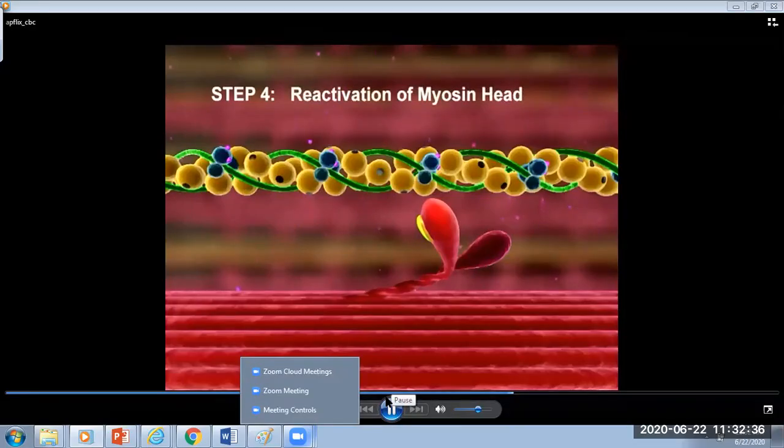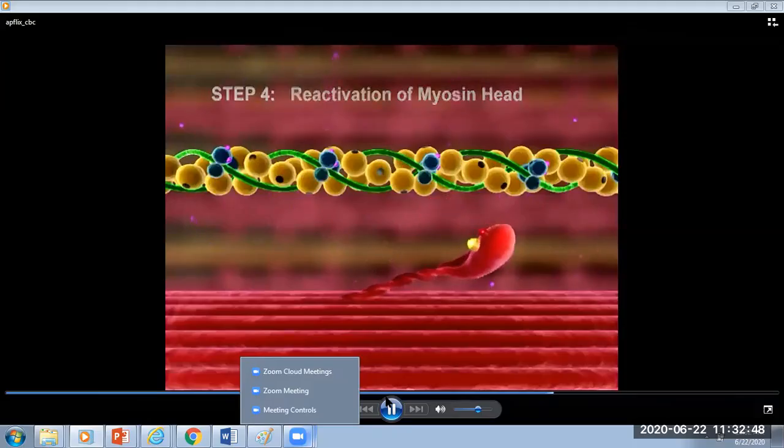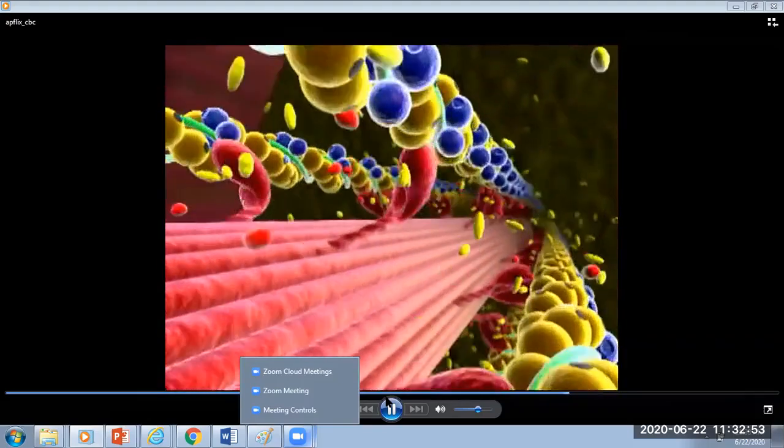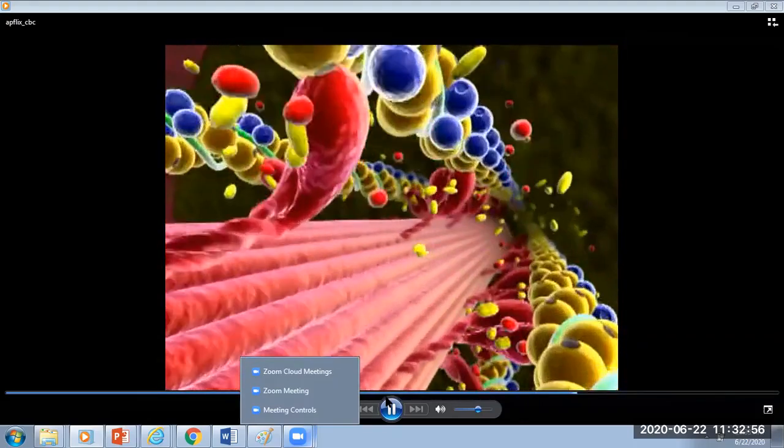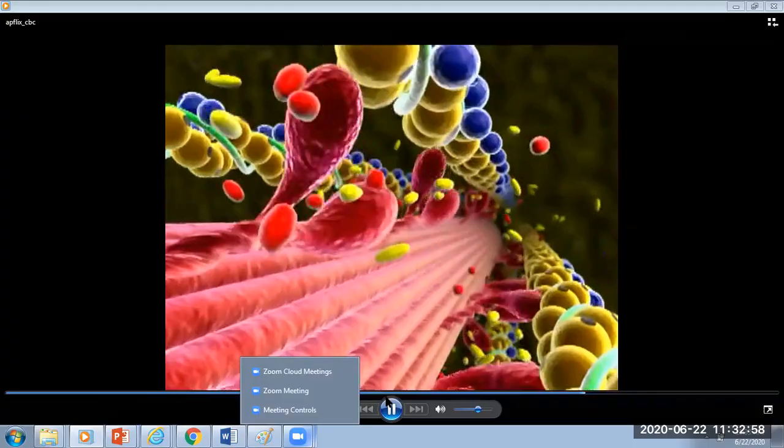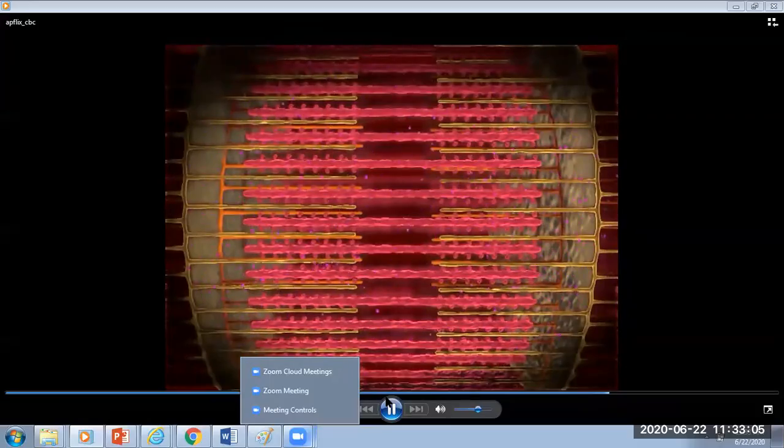Reactivation of the myosin head. ATP is hydrolyzed to ADP and inorganic phosphate. The energy released during hydrolysis reactivates the myosin head, returning it to the cocked position. As long as the binding sites on actin remain exposed, the cross-bridge cycle will repeat. And as the cycle repeats, the thin myofilaments are pulled toward each other, and the sarcomere shortens.